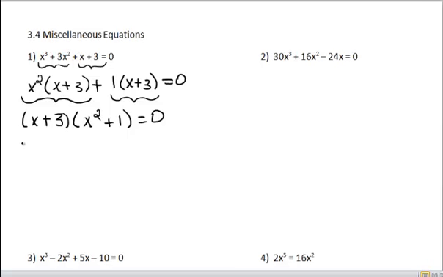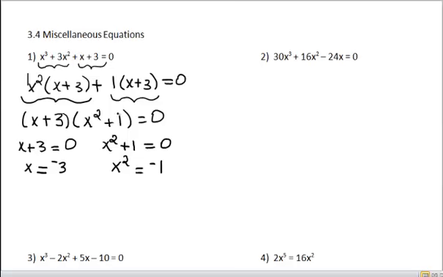Now set each factor equal to 0. x plus 3 equals 0, and x squared plus 1 equals 0. And solve. This one will give you x equals negative 3. Okay, and over here we're going to subtract 1 from both sides. So we get x squared equals negative 1.